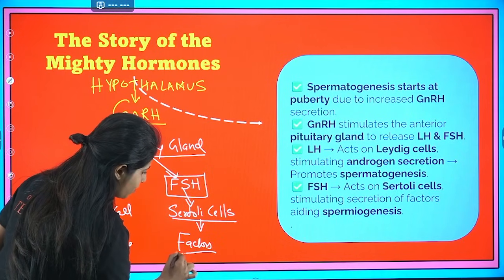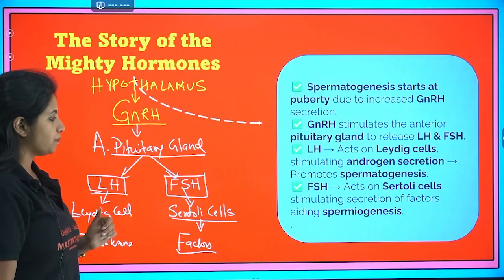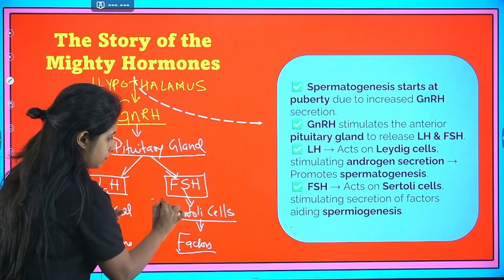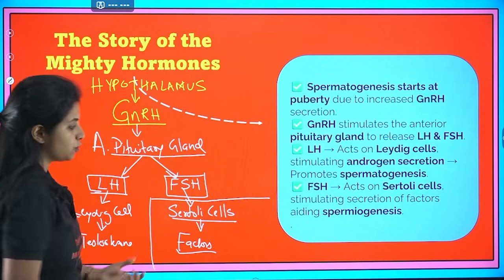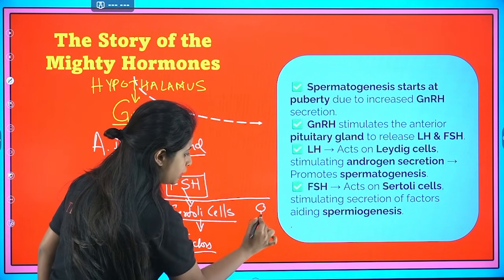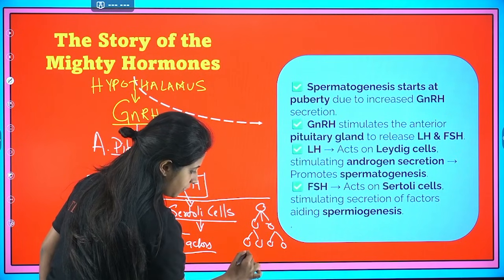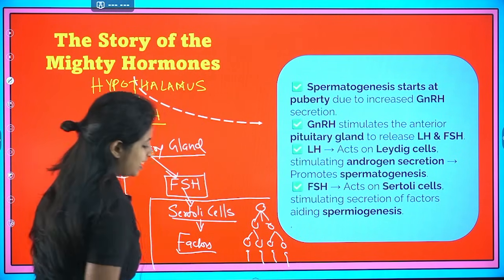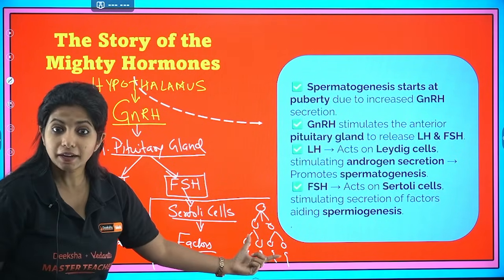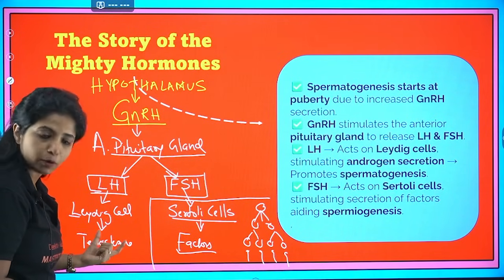So basically, ma'am, I didn't understand. How is this helping anyway in spermatogenesis? Listen to me. Inside the seminiferous tubule, what is happening? Spermatogenesis is happening, right? Spermatogenesis is being taken up there. In this process, you need testosterone. So this guy helps in the production of testosterone. LH helps in the production of testosterone.